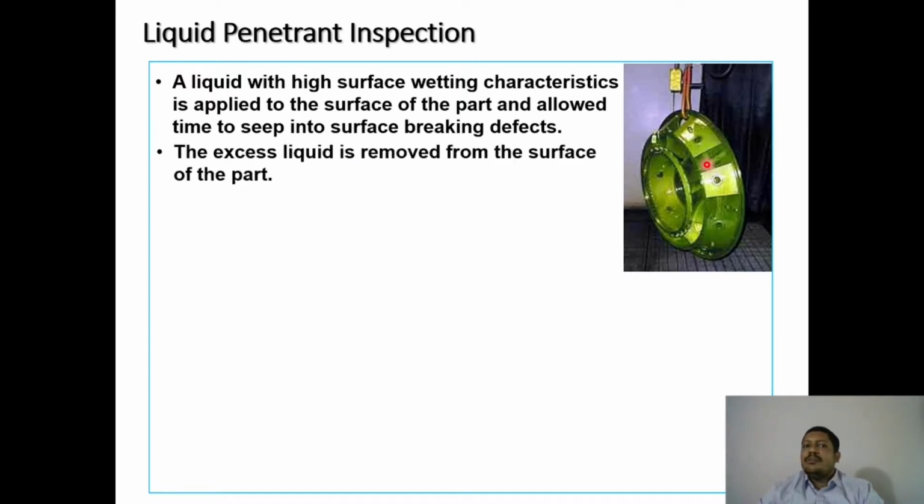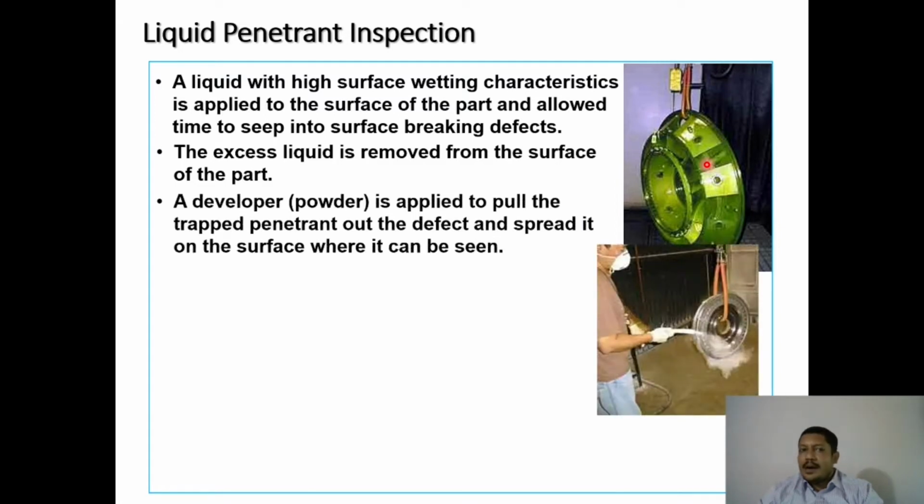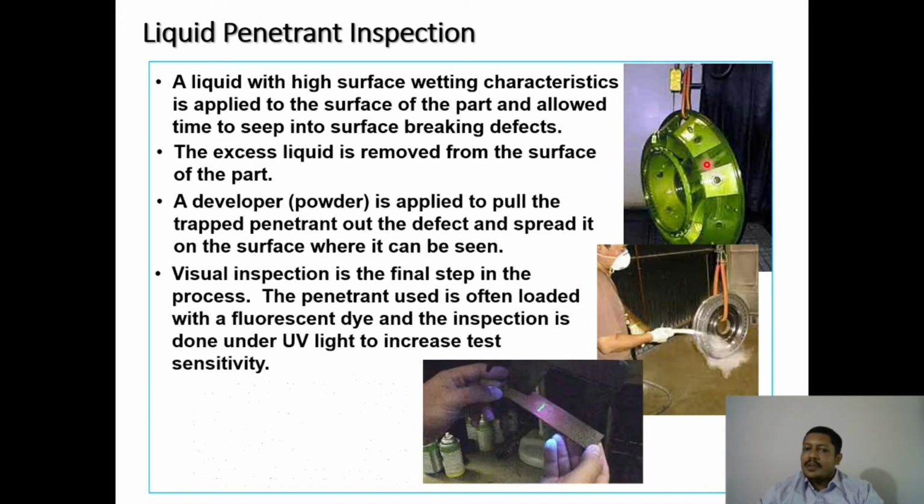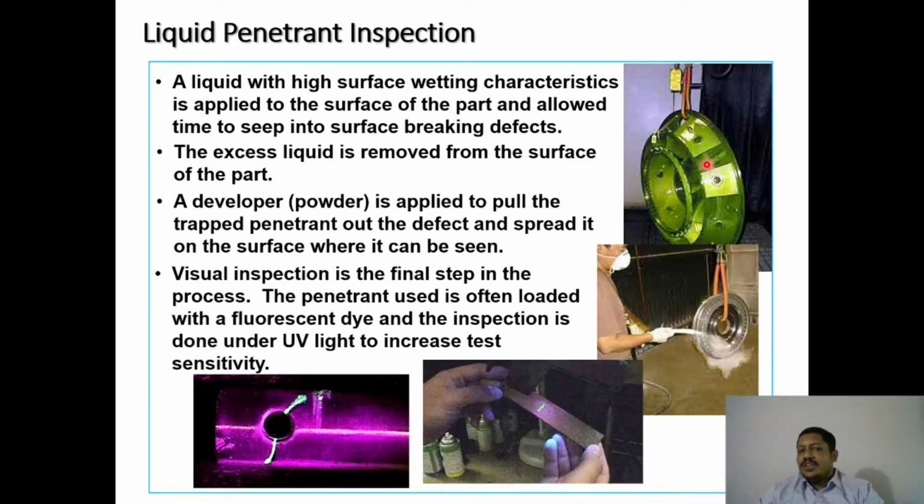A liquid with surface wetting characteristics is applied to the surface of a part and allowed time to seep into the surface-breaking defects. The excess liquid is removed from the surface of the part. A developer powder is applied to pull the trapped penetrant out of the defect and spread it on the surface where it can be seen. Then you can see it by visual inspection, the final step in the process.